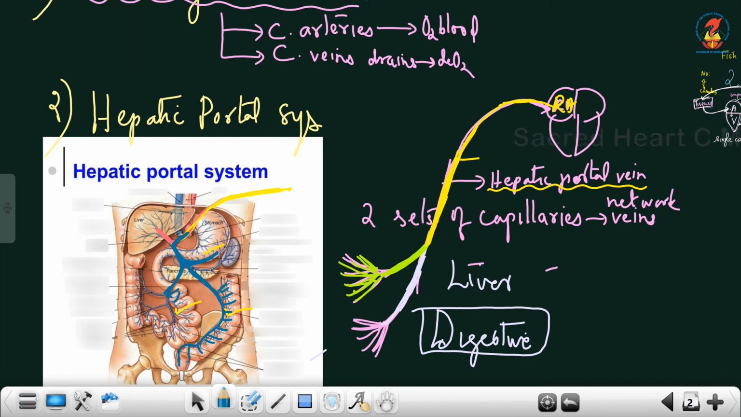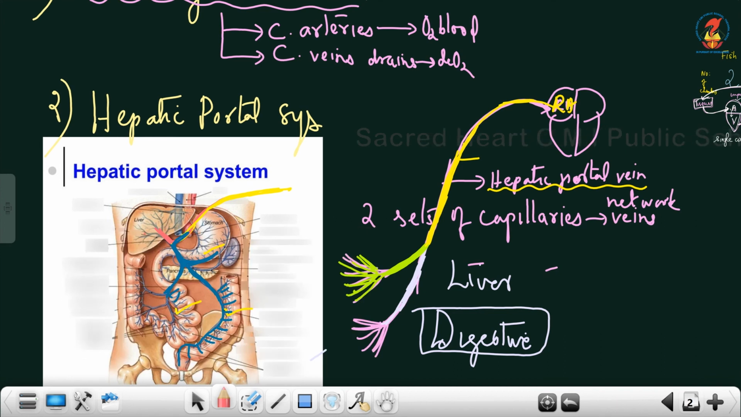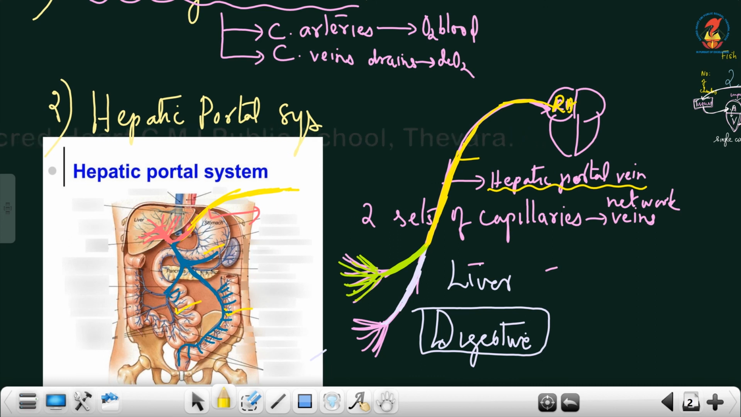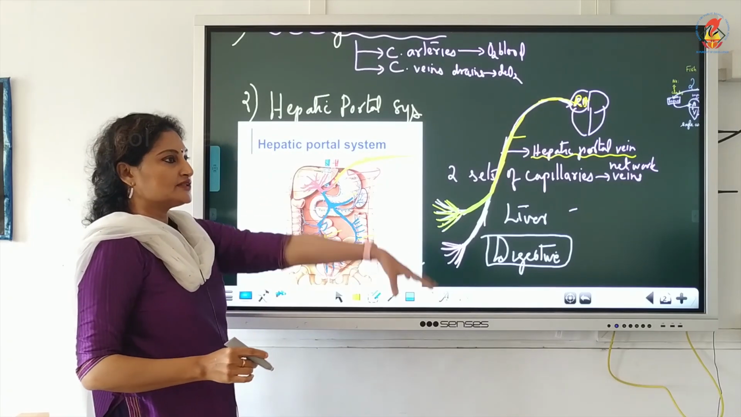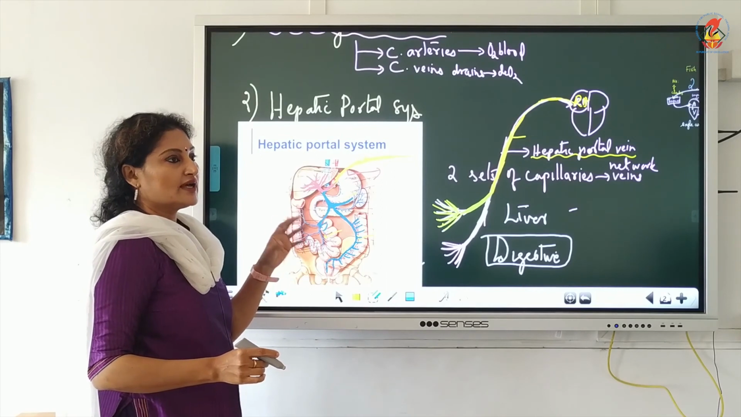Then as they are going up, they are meeting the vein that is coming from the liver. This liver is draining the deoxygenated blood from the liver, and these two unite to form a common vein, which is indicated in yellow, and this vein is known as the hepatic portal vein. I hope you have understood this. Rather than directly draining the blood into the right atrium, it meets with the vein coming out from the liver.